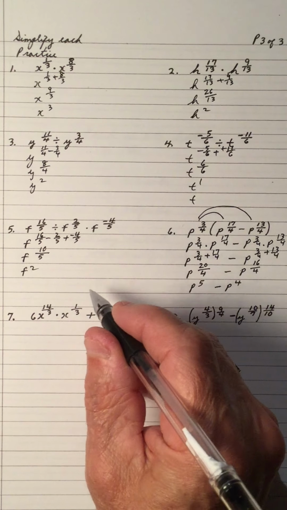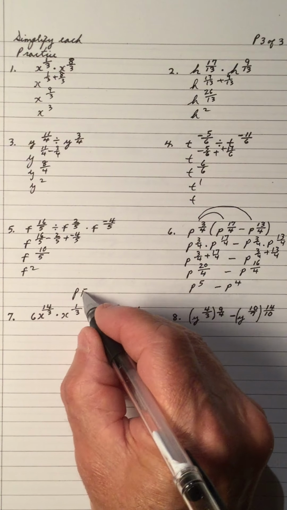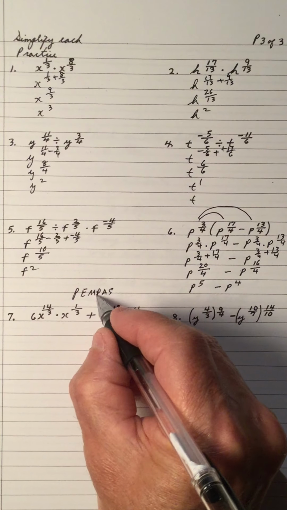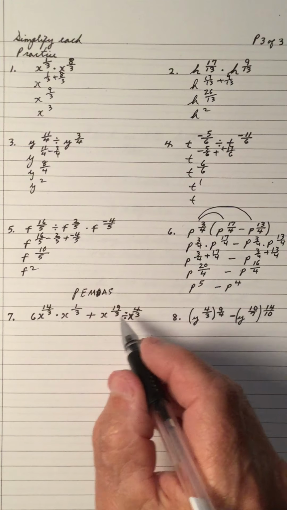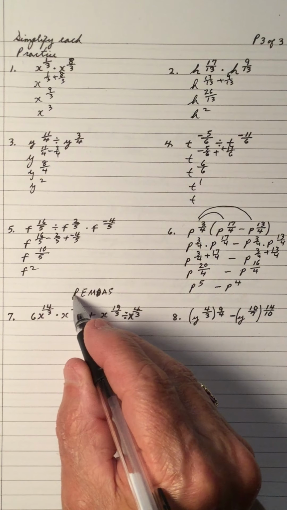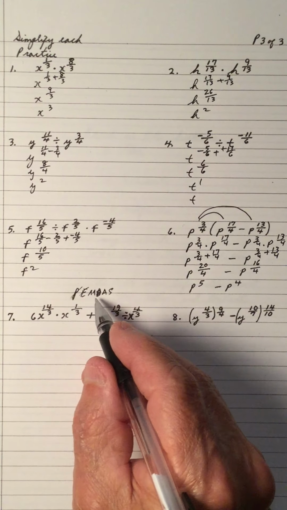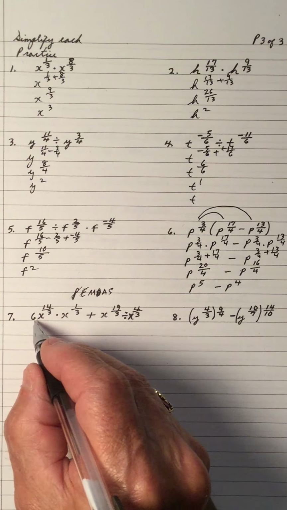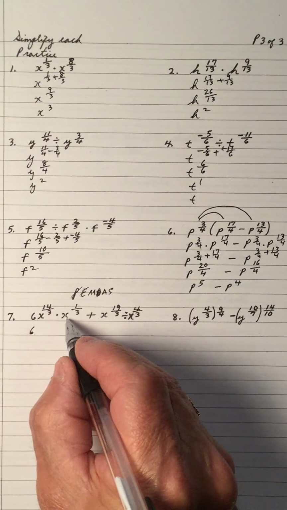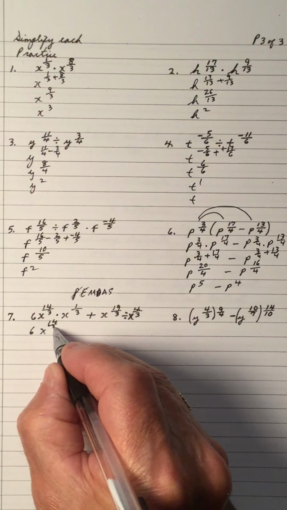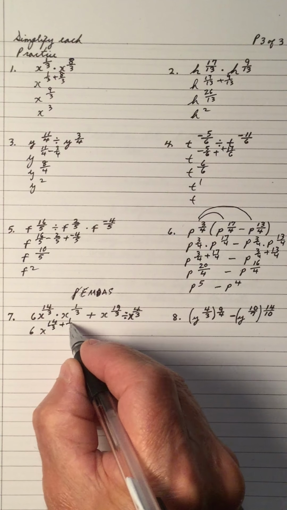Number 7, we have to obey PEMDAS, P-E-M-D-A-S. No exponents, no brackets, no parentheses. We have to do multiplication, division as we wish, left to right. 6 times 1 is 6. Same basis as x. So because we're multiplying, we add 14 over 3, add on 1 over 3.